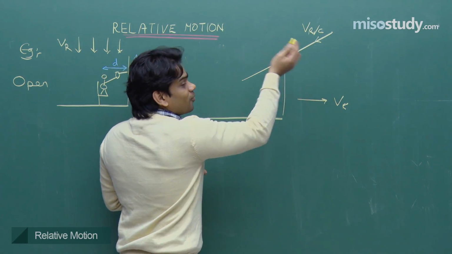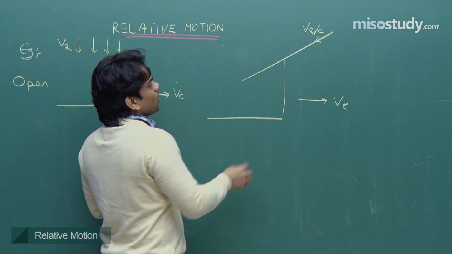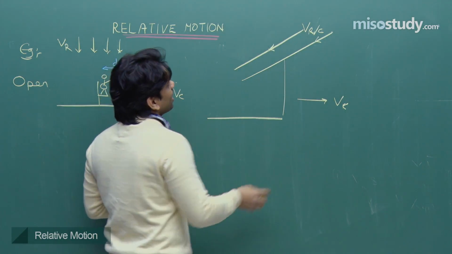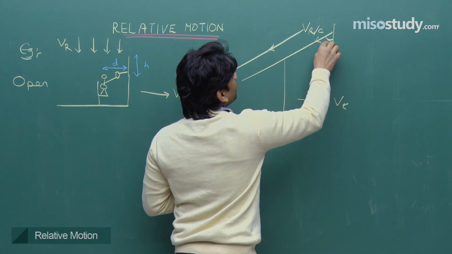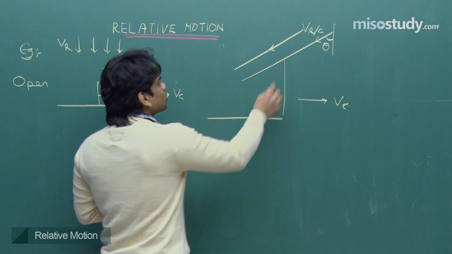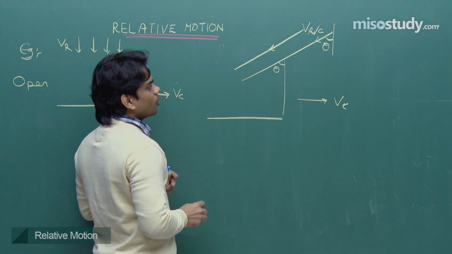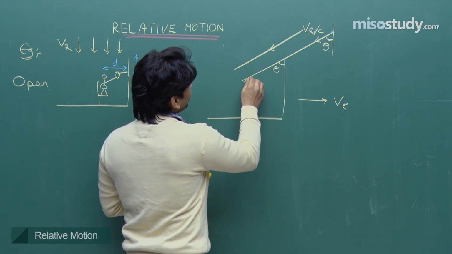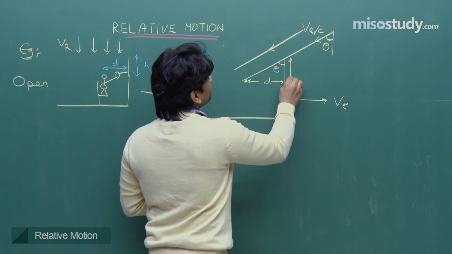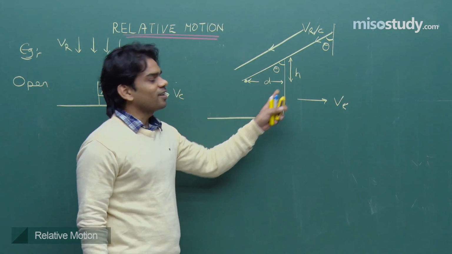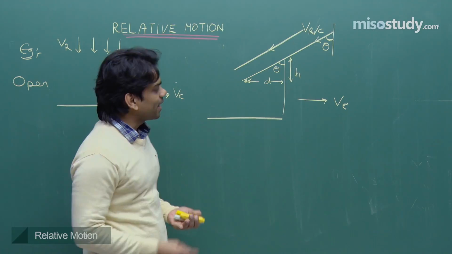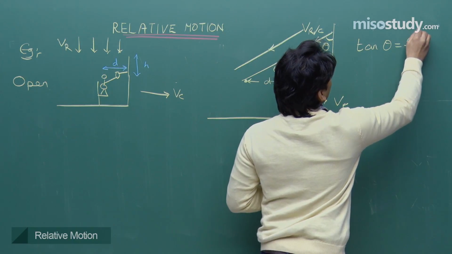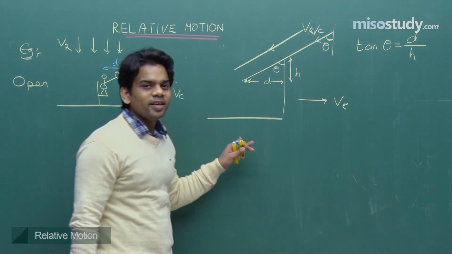Now, rain was falling in the vertical downward direction, but due to the motion of the car, it will appear that the rain is falling in this direction. Let us say this is theta. It will appear to him that the rain is falling at an angle of theta. Okay, and it is given that this was his head, this is d and this is h. Therefore, you can see from this triangle that tan theta will come out to be d by h. Let's write first this point: tan theta is equal to d by h. This has been provided to us in the given information.